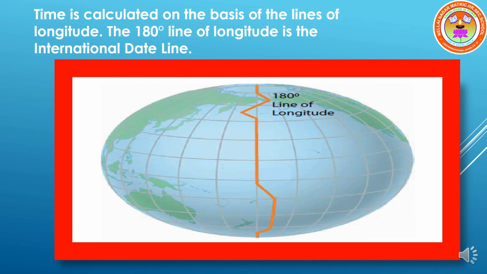Next, time is calculated on the basis of the lines of longitude. The 180 degree line of longitude is the international dateline.